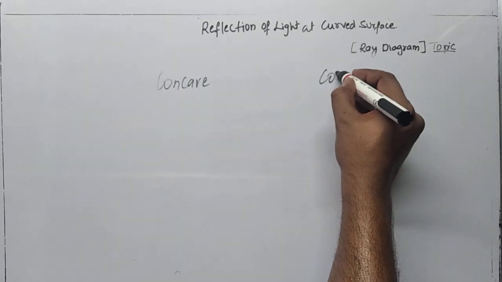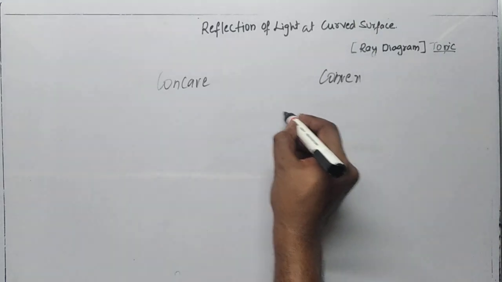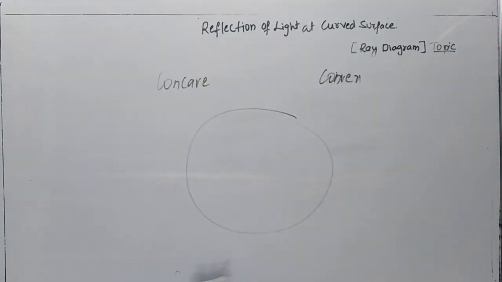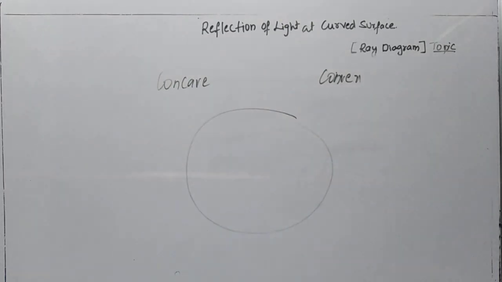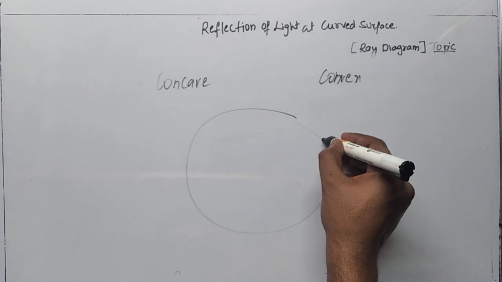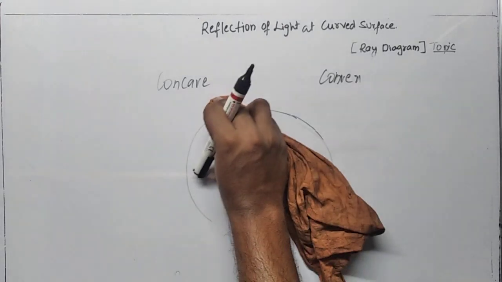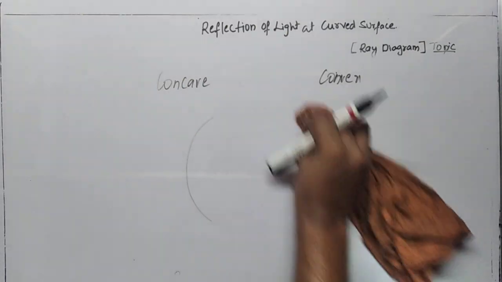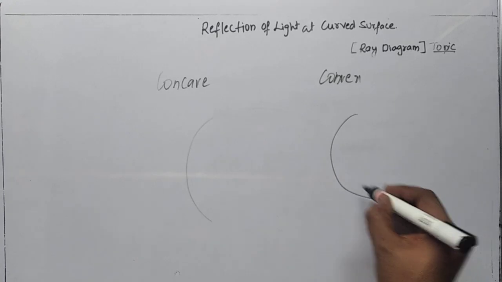Concave, convex. If you take a big sphere, a hollow big sphere, a soccer ball or a football is in the shape of a sphere. If you draw it in a 2D diagram, it looks like a circle. So I take a part of this circle as a curved part, just the curved part of that circle or big sphere.